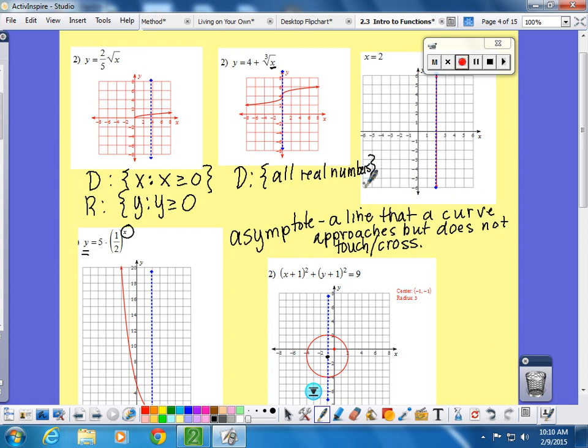Now see, as long as we're in our book and we're looking at tables and sets and mappings and we're finding domain and range, that's easy.